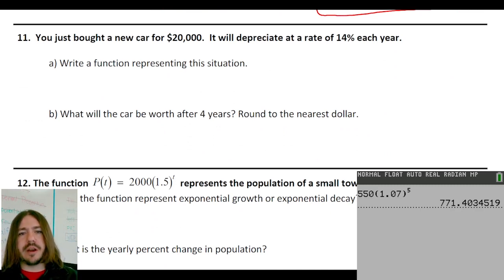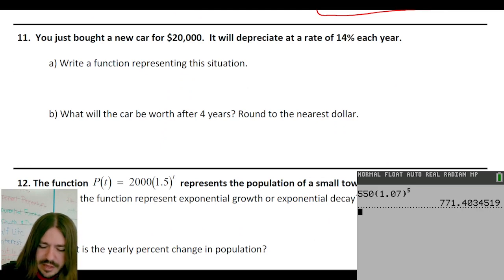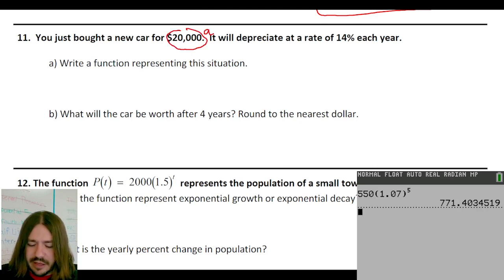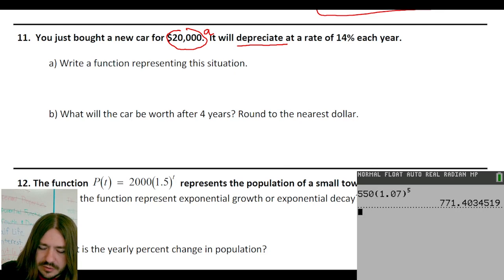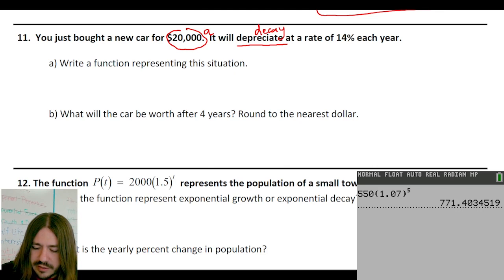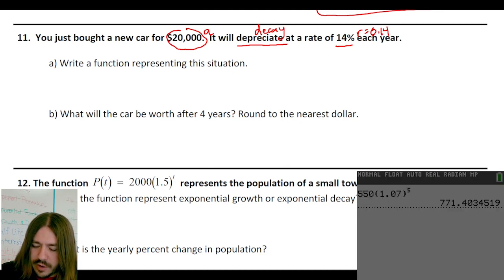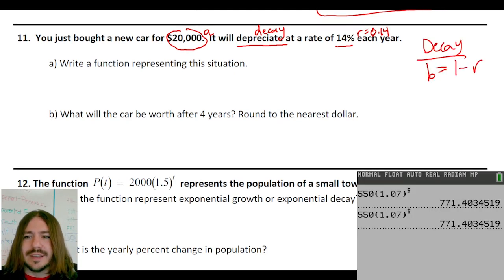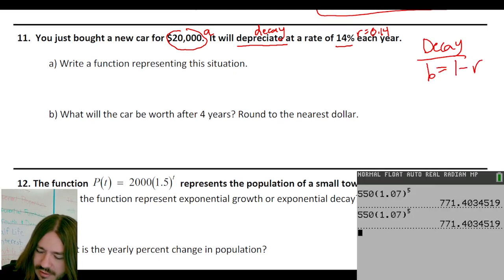Number 11 says you just bought a new car for $20,000. That's going to be our initial amount, or our A value. And it will depreciate. You see that word depreciate, that means it's going to decrease in value. So that's telling us we have a decay equation. And the rate is 14% each year. So the rate as a decimal is 0.14. Now, when you have a decay equation, like I mentioned on the last problem, the way to calculate the b value is 1 minus the rate. So we've got 1 minus 0.14.